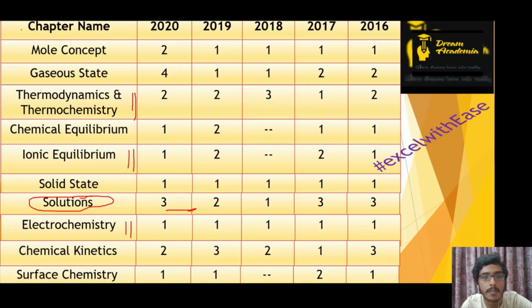Apart from that, mole concept has 1 to 2 questions every year. Chemical equilibrium, although an important chapter, still has only 1 or sometimes even no question, as you can see in 2018. However, you can expect 1 question on average. Similarly, in chemical kinetics, I have also included nuclear chemistry. Sometimes questions may be asked from there. You can expect on average 2 to 3 questions. From surface chemistry, it's mostly from NCERT. You can expect 1 question, and it's generally straightforward. Like that, you can see for all the 5 years the number of questions that have been asked.